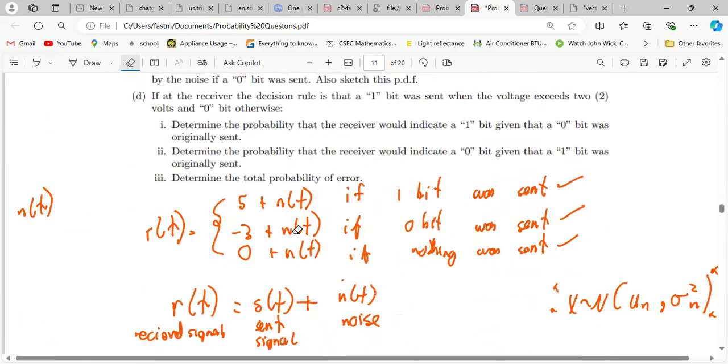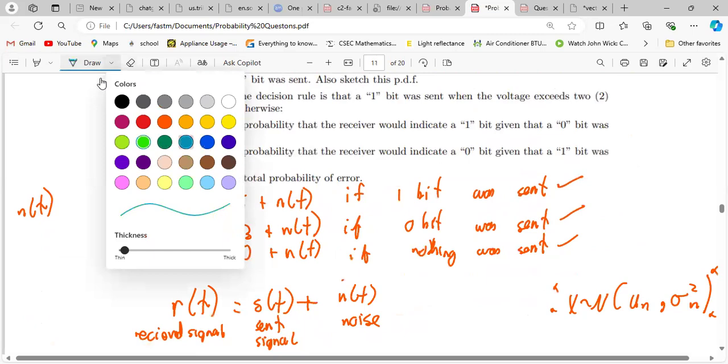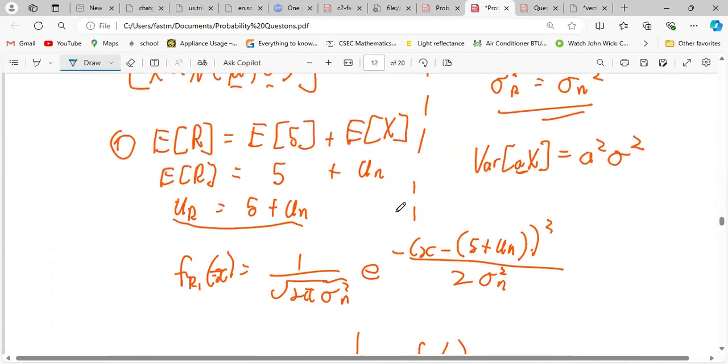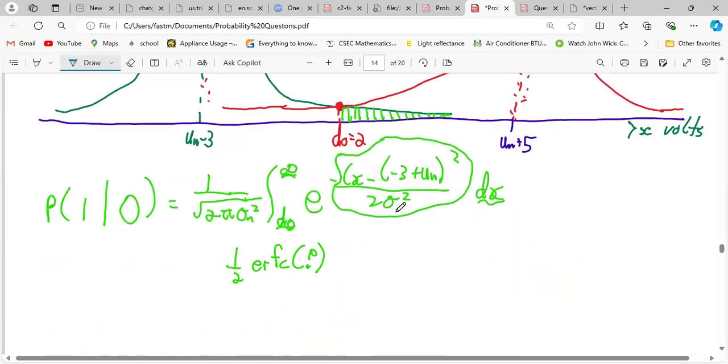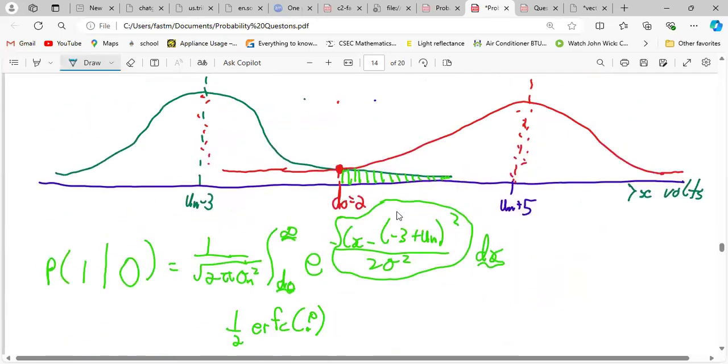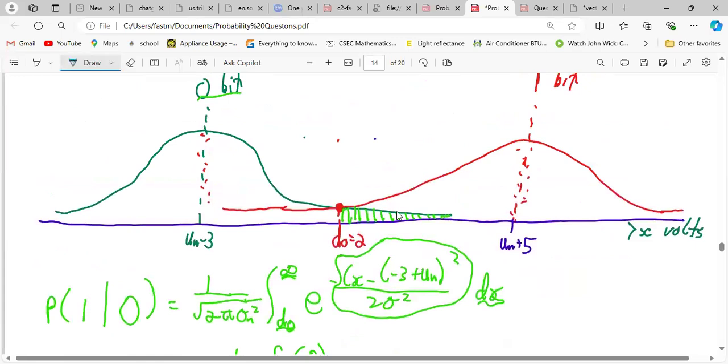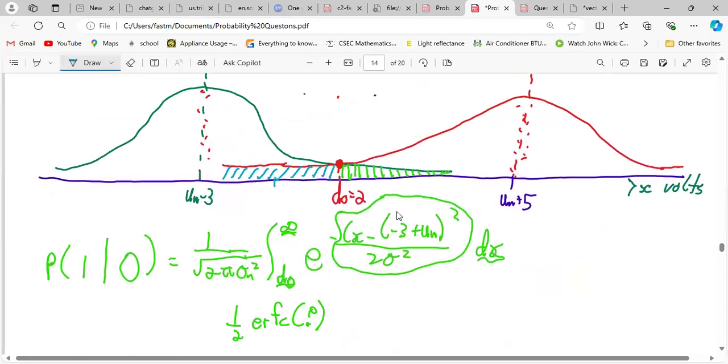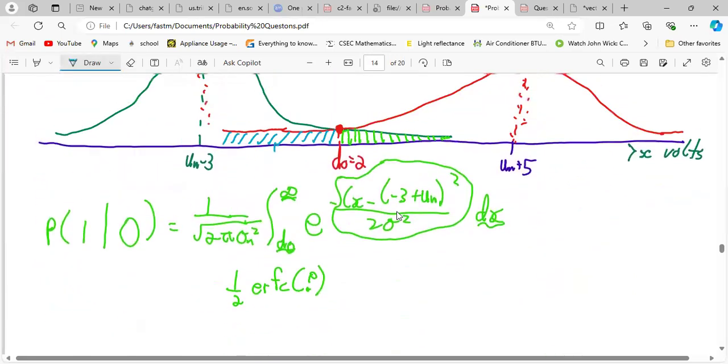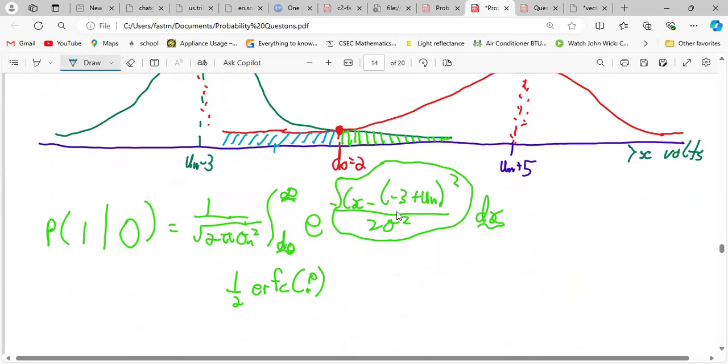And now, the second part of the question asks for the probability that they will indicate a 0 given that a 1 was sent. All right, so I'll change the color for this. So you send a 1, for some reason, you're seeing a 0. So that will mean if I send a 1, and this graph here, the red, but if I send a 1 and I get a 0, that means it was here. Yeah? So if I'm here, it might be seen as a 0. All right, so that there will be from d0 straight down to minus infinity.